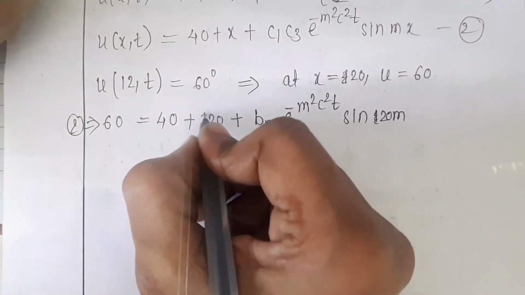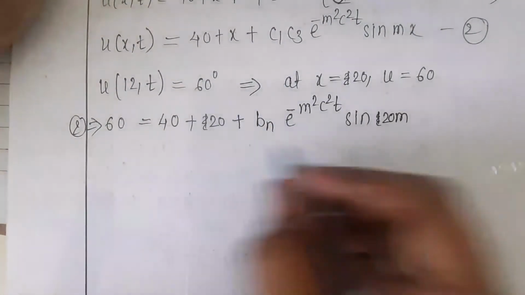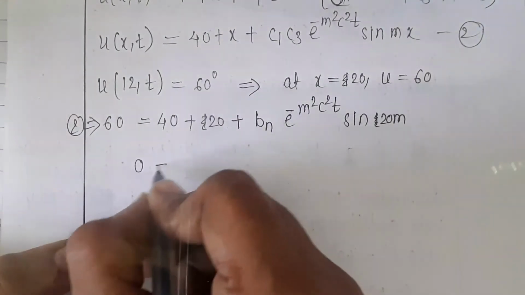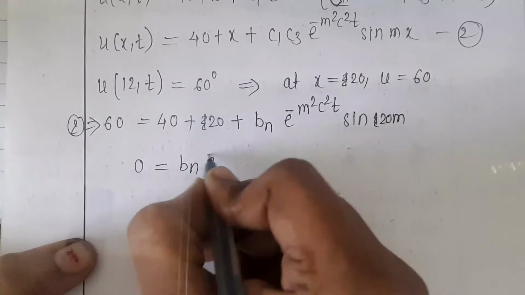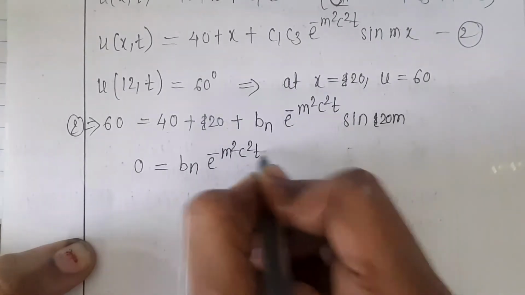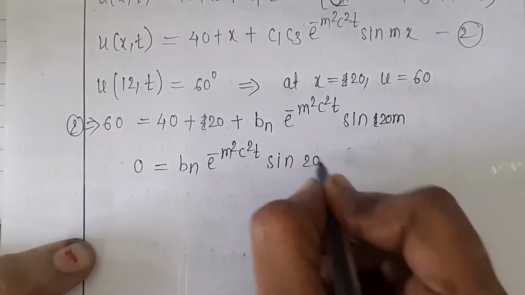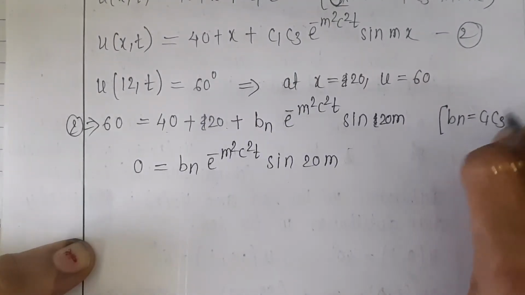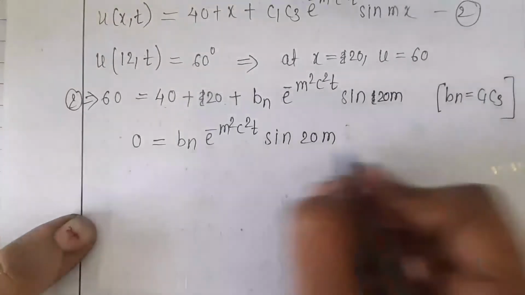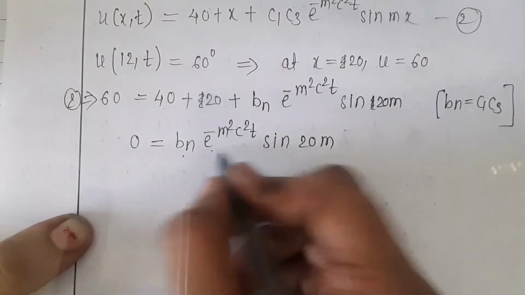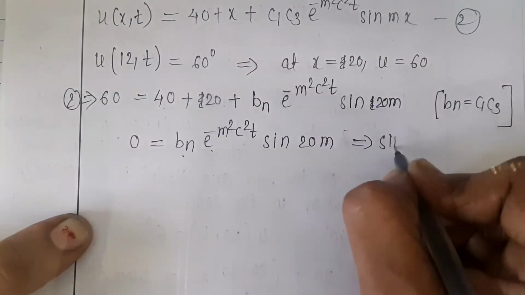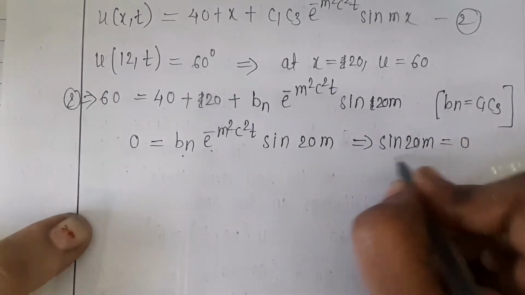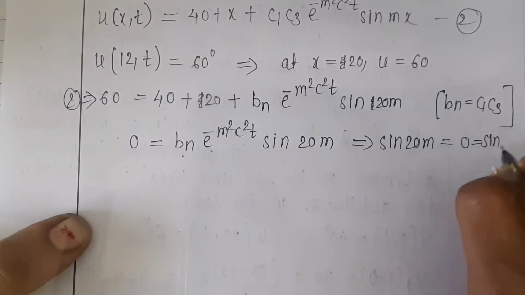This is also 20, not 12. Okay, the rod is of 20 centimeter. So this 60 plus 60 gets cancelled. 0 is equal to bn into e to the power minus m square c square t multiplied by sine of 20 m. What we have considered here, bn is equal to c1 into c3. So bn cannot be 0, this term cannot be 0, meaning the remaining is only sine 20 m is equal to 0. So sine 20 m is equal to 0 means sine of n pi.